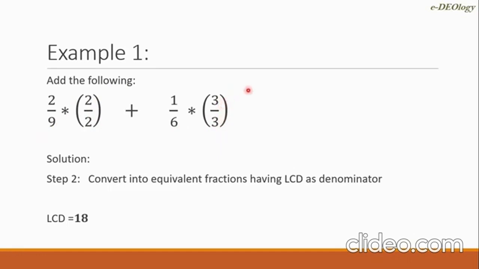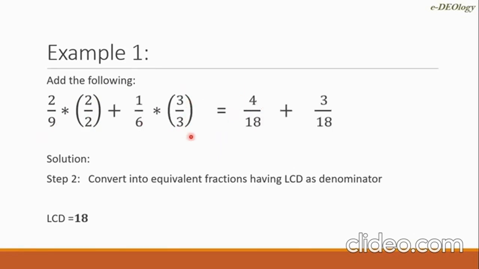So the 3 over 3 that is equal to 1 is multiplied to 1 over 6. So the first fraction becomes 4 over 18. So we multiply 2 by 2 becomes 4. We multiply 9 by 2 becomes 18. The second fraction becomes 3 over 18, because we multiply 1 by 3 becomes 3. 6 times 3 is 18. So now we have equivalent fractions here.